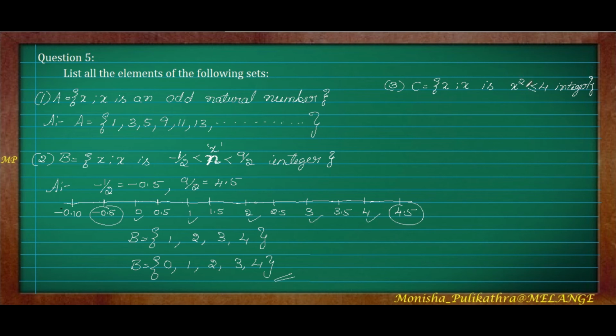So for this x square, we have to take 0 also. Natural numbers mean we have to take from 1. So x square, from 0 to any number we can take, but the value should always be less than or equal to 4 itself. Let us take that number.